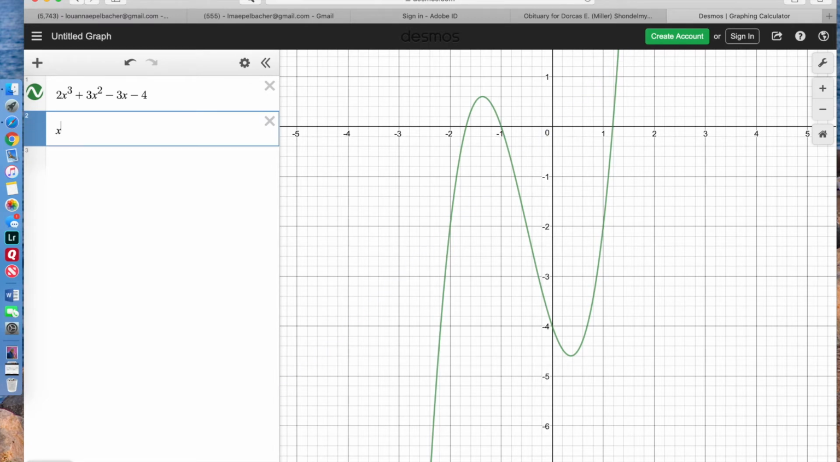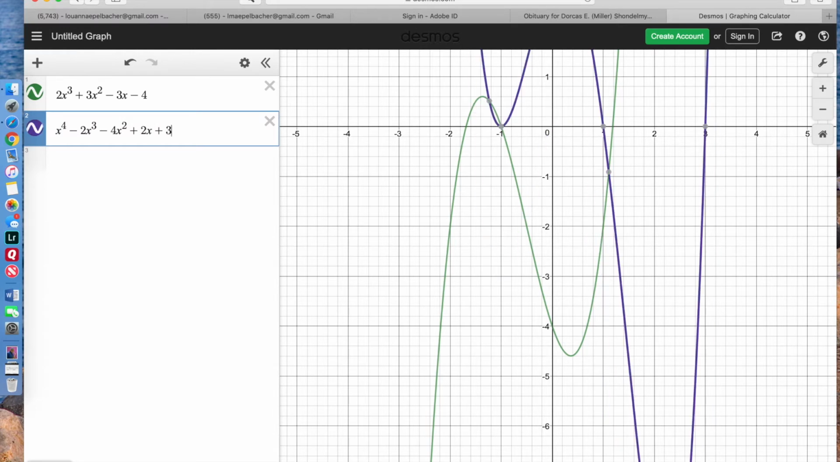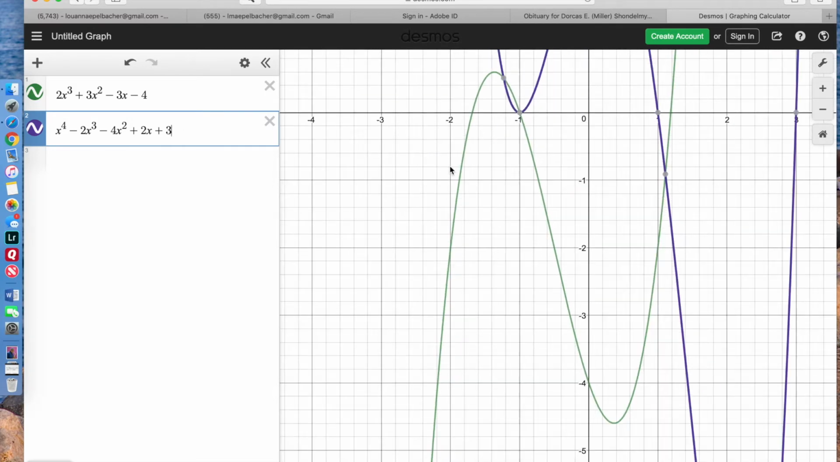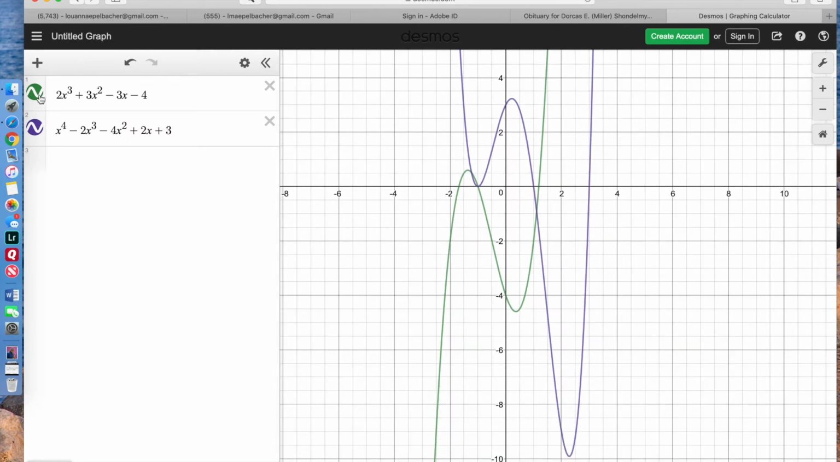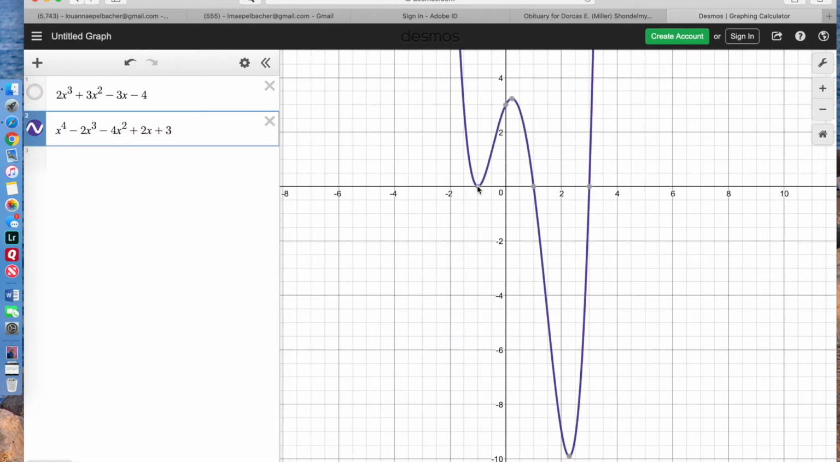So here's letter B, x to the 4th minus 2x cubed minus 4x squared plus 2x plus 3. And so that's the purple one, and I'm going to need to zoom out a little bit. And I am going to turn off the green for a minute, and look at the purple and just click on 1, 2, 3 turning points. And again, all you need to do is write the values to 2 decimal places.